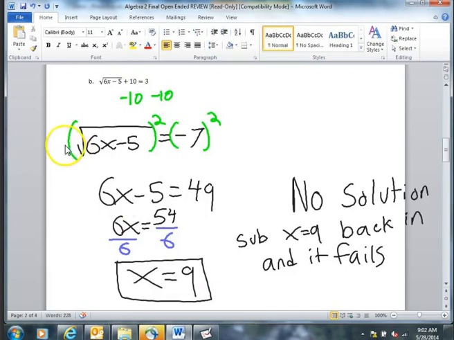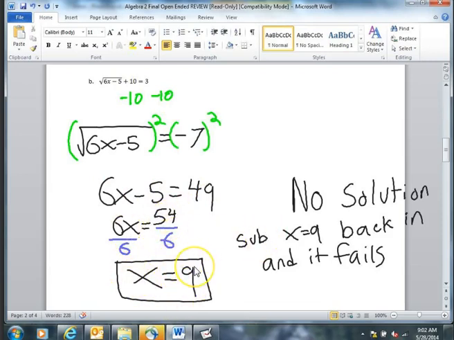Okay, here. Again, isolate the radical means I subtract 10 from both sides. Boom. I then square both sides because you're like, how did I get a 2? There's no number here. Remember, this number is 2 when not written. So I square both sides. -7 squared is 49. Alright, I then add 5, giving me 54. Divide by 6, giving me 9.